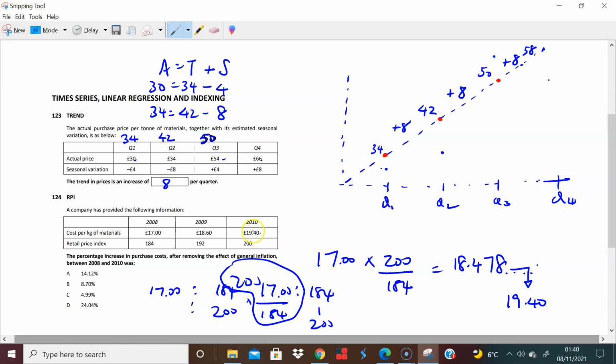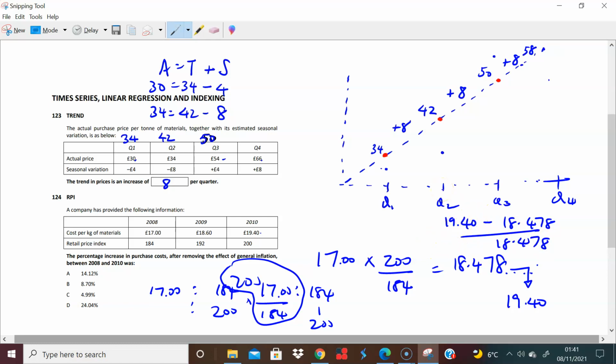I suppose I could have come downwards by sucking out the inflation, bringing the £19.40 all the way down, stripping the inflation out of here. But it doesn't matter. As long as you separate out inflation, you can then look at the remaining increase. And the remaining increase from here to here is literally saying: what is 19.40 minus 18.478, divided by 18.478? In effect, that is what we're doing.